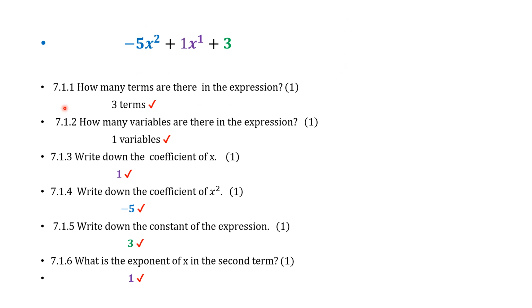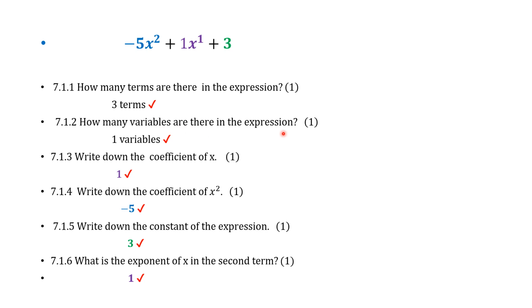Right, so first question here. How many terms are there in the expression? If you look there, you see I colored one blue, one purple, and one green. Now we should know terms are separated by plus or minus signs. So there we have minus, then we have the term 5x squared, plus we have the term 1x, plus we have the term 3. That gives me 1, 2, 3 terms. They're separated by the plus or minus. So therefore, 3 terms, 1 mark.